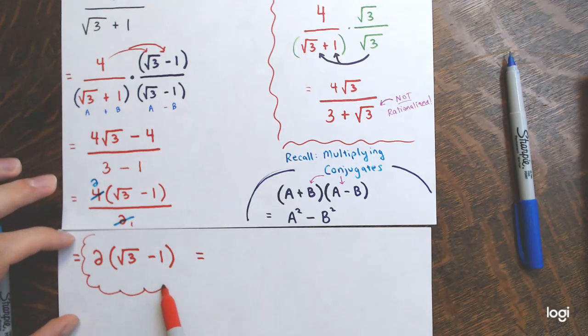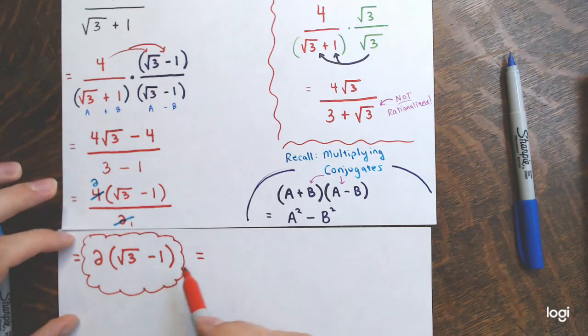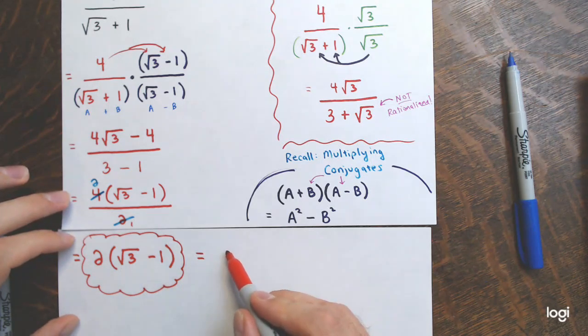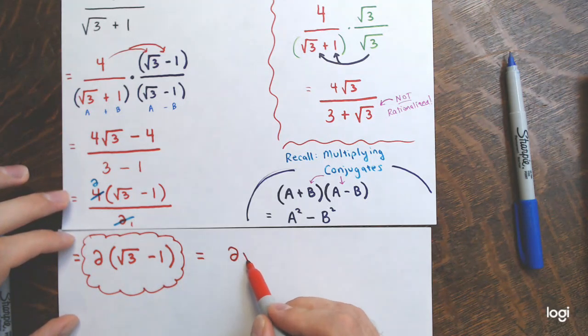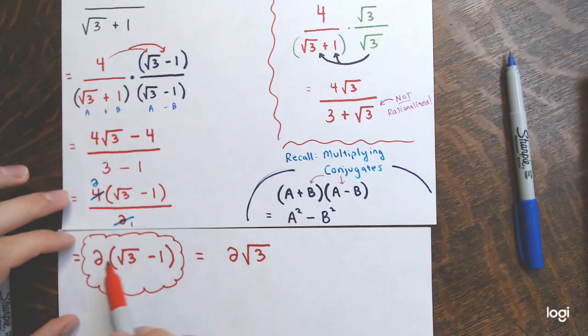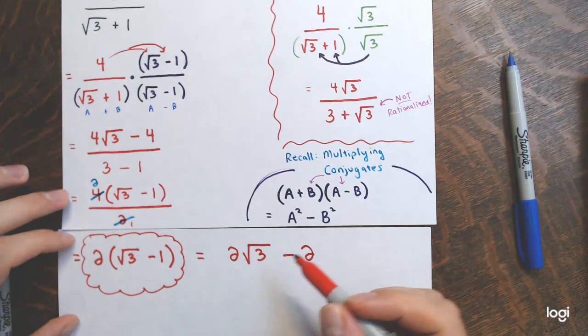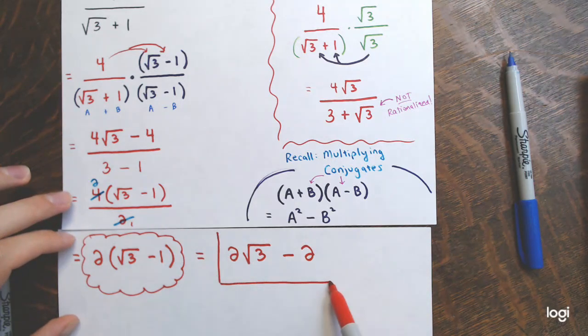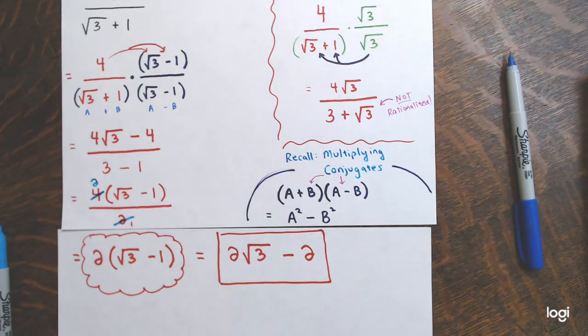I'll put in a little bubble, but you can distribute the 2 as well, get rid of the parentheses, use the distributive property. So this is equal to 2 times the square root of 3, and then minus 2 times 1, right, minus 2. Great, and then these don't go together, right? One has a radical, one does not. These are not like radicals. You cannot put these together. That would be as simple as it gets.